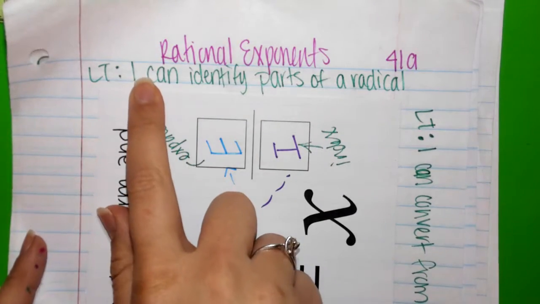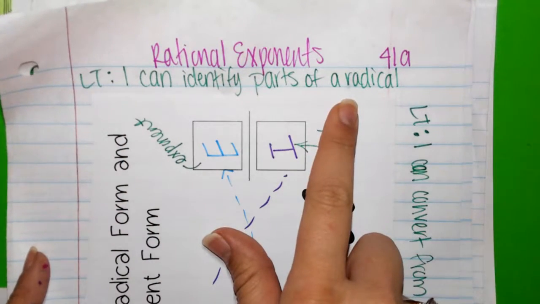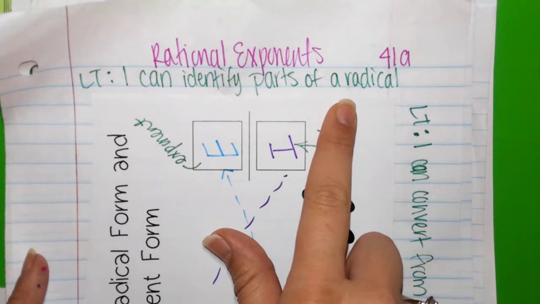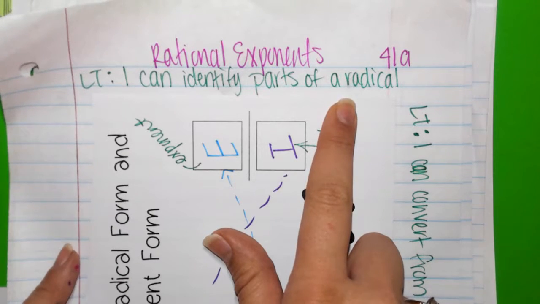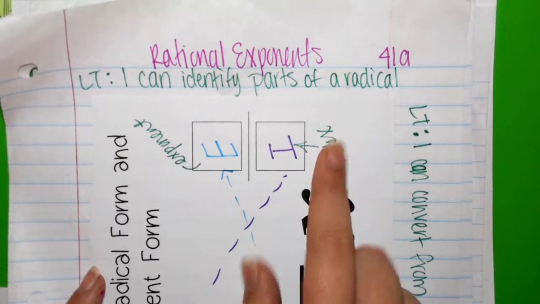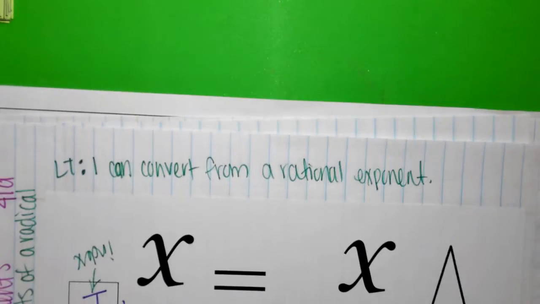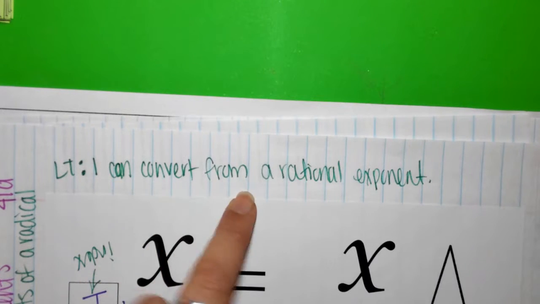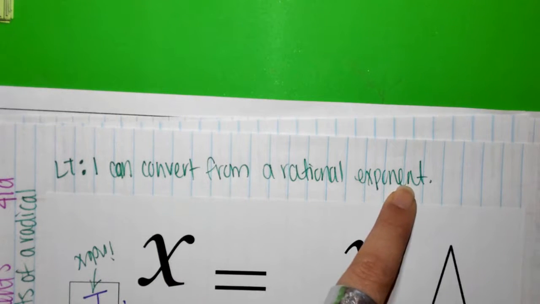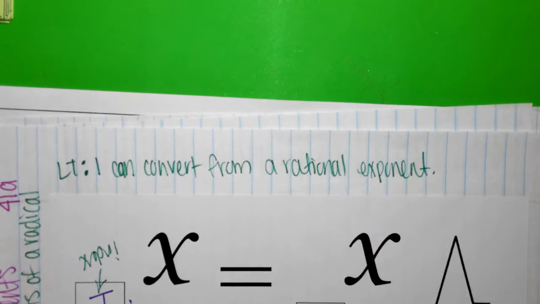The first one says, I can identify parts of a radical. The second one says, I can convert from a rational exponent. They know they're on the board. I guess you can't see that far.